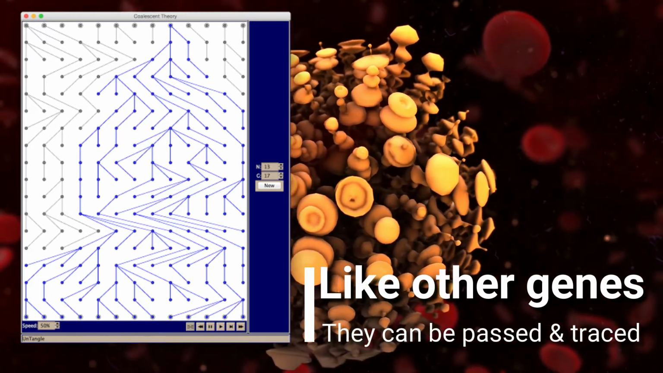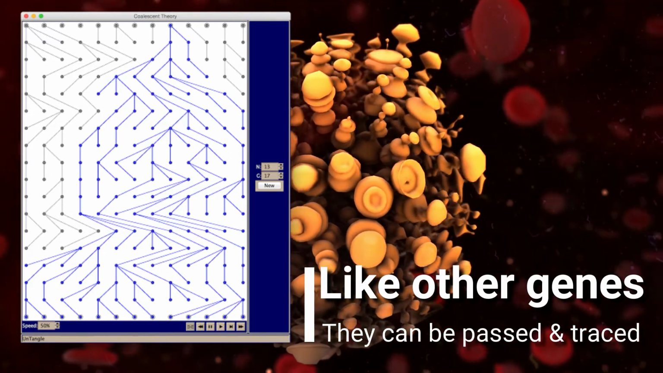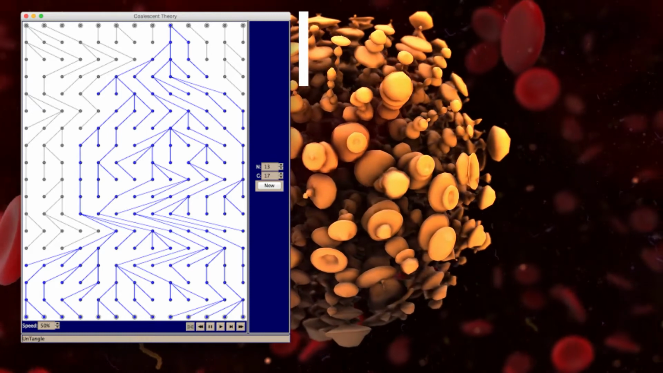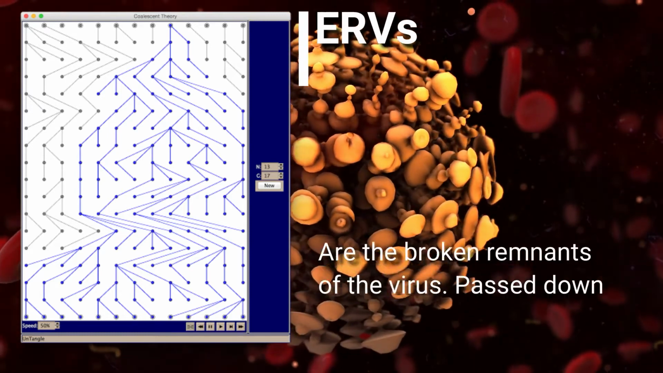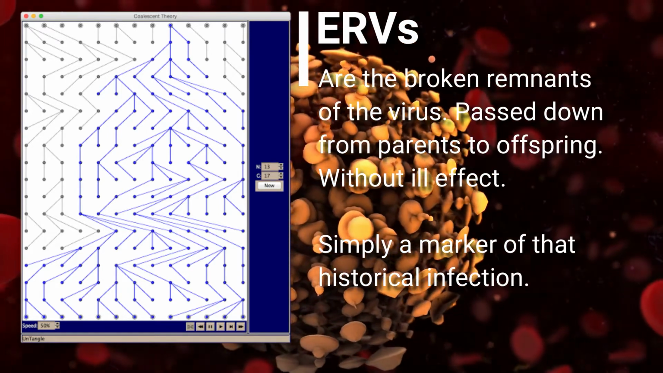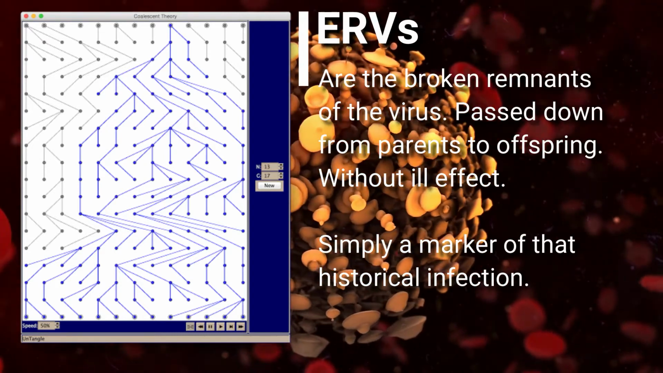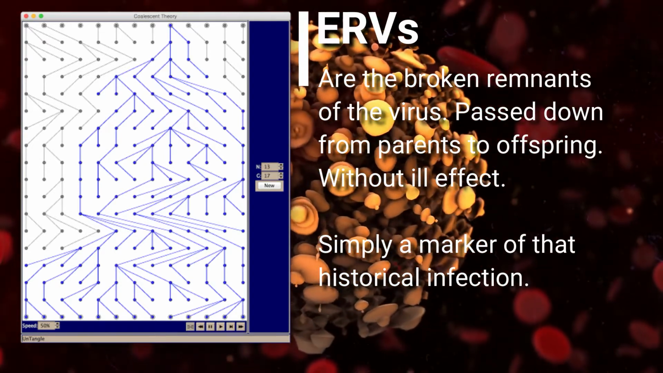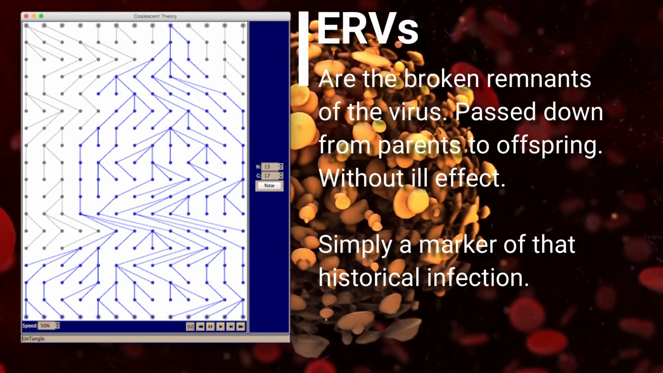When a retrovirus first enters the DNA of a sperm or egg cell, we call it endogenization, and we call the result an ERV. The non-fatal ones are usually broken. That's how they can be passed down to viable offspring.